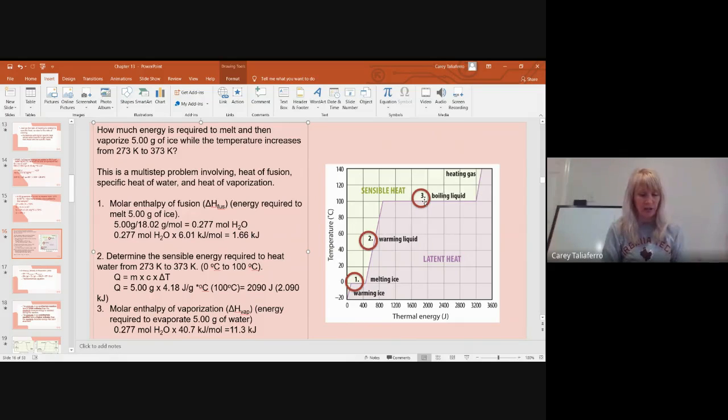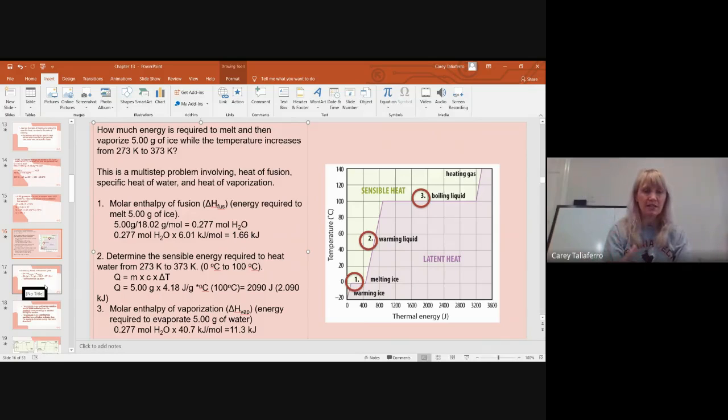So if I do that, let me check my calculator. I'm going to add 1.66 plus 2.09 plus 11.3. And when I do that, I find that it's 15.1 kilojoules. So it takes 15.1 kilojoules of energy to melt 5 grams of ice, then to let it heat up to boil, then to vaporize all of that water. Okay, so that's using heat of vaporization, or enthalpy of vaporization, and heat of fusion, or enthalpy of fusion.